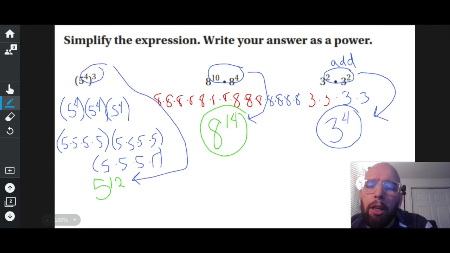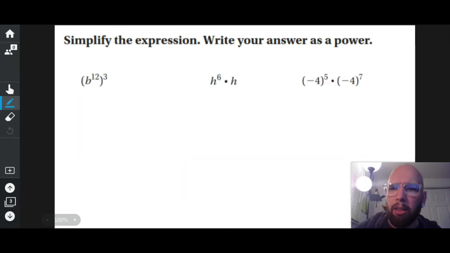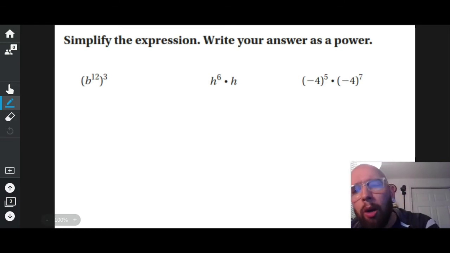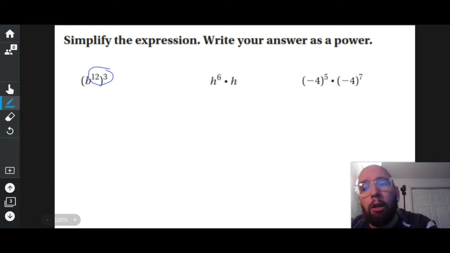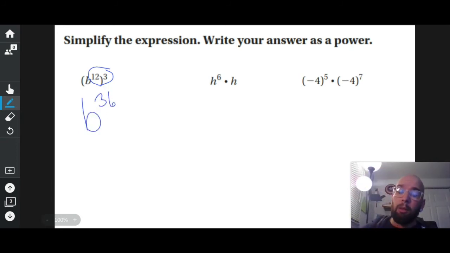All right, so let's see if we can remember those rules without having to write all this mess again. That's too much. Here we are. If I have a power taken to another power, I multiply exponents. The last thing I want to do is write out parentheses, parentheses, parentheses, B, B, B, B, 12 times. Just think of it this way. You have 3 groups of 12 B's. 3 groups of 12 is 36, so I would have 36 B's.